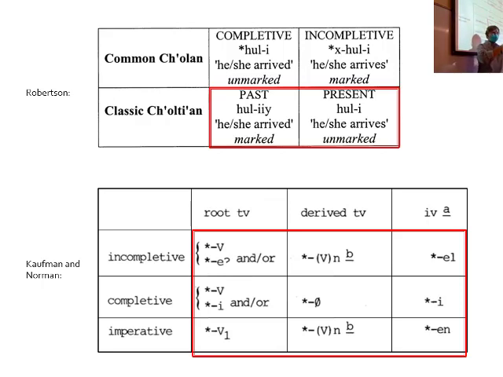You can see these charts, they kind of match. But then Kaufman and Norman's model assumes that for some derived transitive, you will still see the difference. And for all the intransitive verbs, you'll still see the difference between the aspects. As for the E, they argue that this is a clitic.